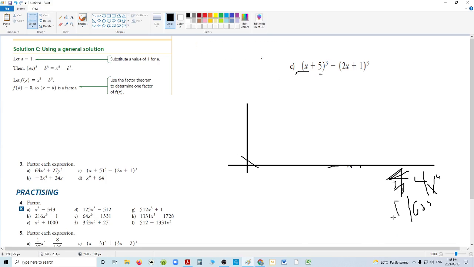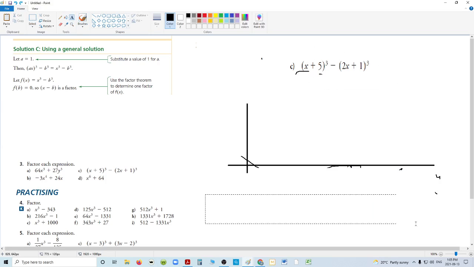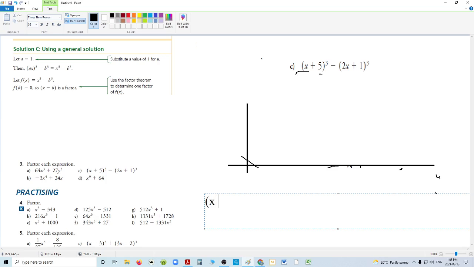And here we're just going to use our factor theorem. What does our factor theorem say? Well, it says you take the cube root of this one, x plus 5, and then you subtract the cube root of the second one. What's the cube root of 2x plus 1 cubed? It's 2x plus 1. And you put a double bracket around both of them to say we're working with extra brackets here. Now, right away, I can say x plus 5 minus 2x minus 1.